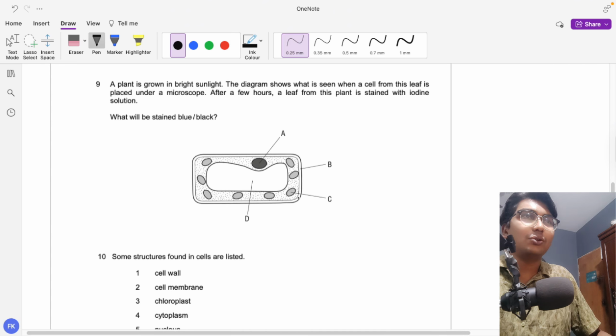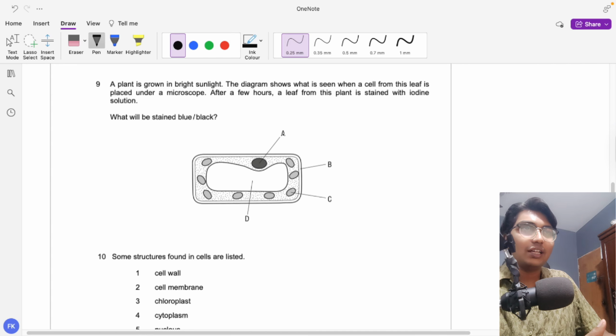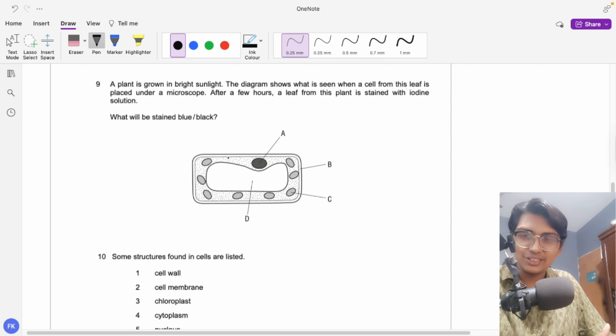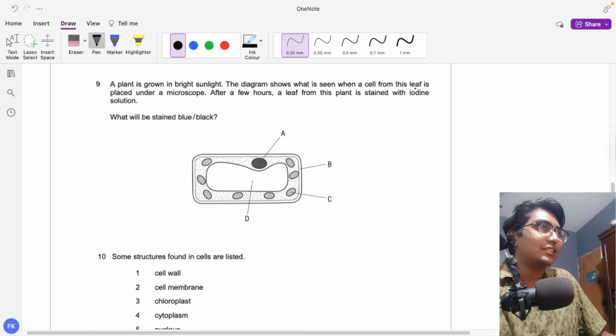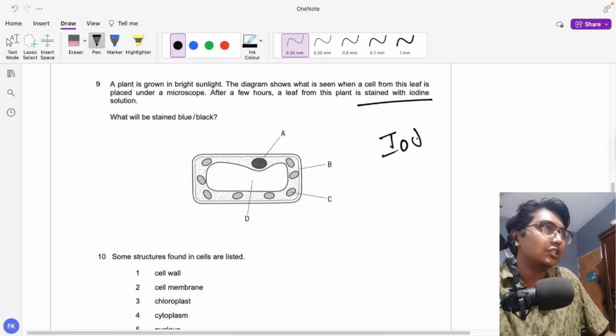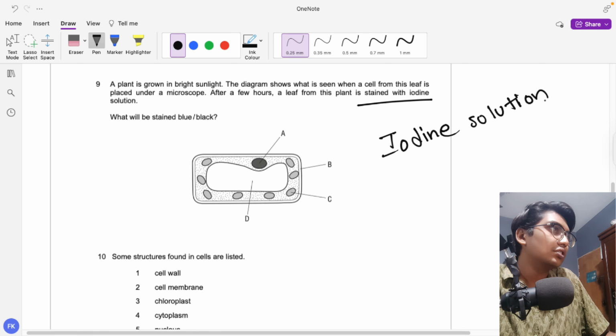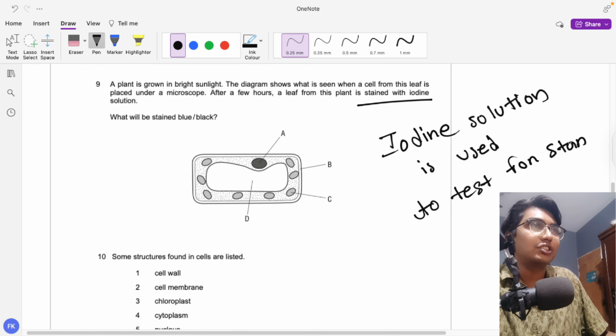A plant is grown in bright sunlight. Okay, bright sunlight means there should be photosynthesis, right? The diagrams show what is seen in a cell from the leaf placed under the microscope. After a few hours, a leaf from the plant is stained with iodine solution. What did I explain about the iodine test? Iodine solution is used to test for starch, right?